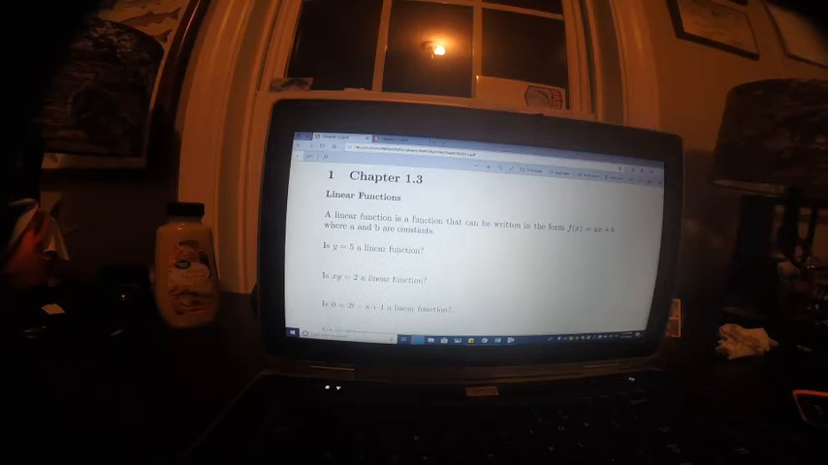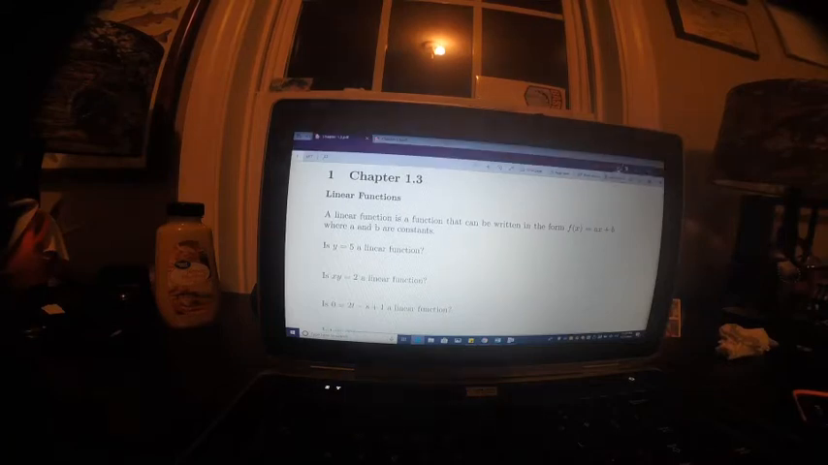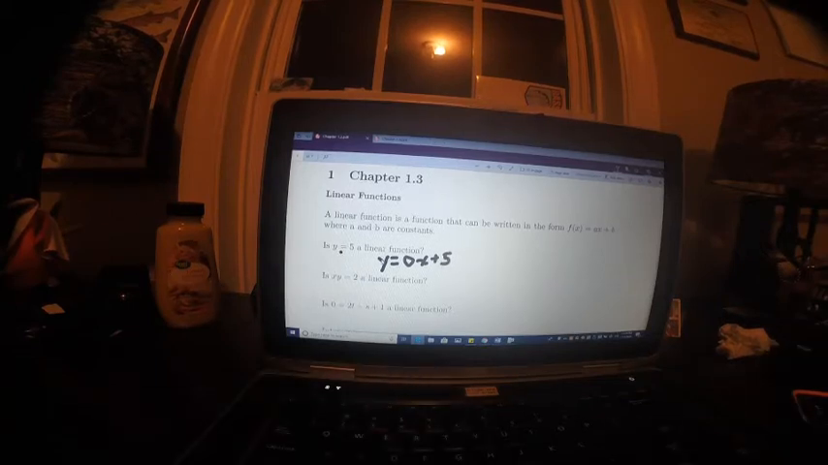Indeed it is. If I wanted to write this in the traditional function form, it is a linear function because your a here is just 0: 0 times x plus 5. Obviously, if that's simplified, it's the same thing as your original function. So, is y equals 5 a linear function? Yes, it is.